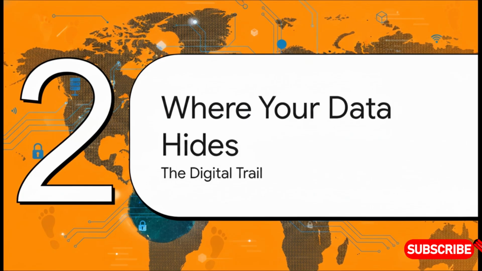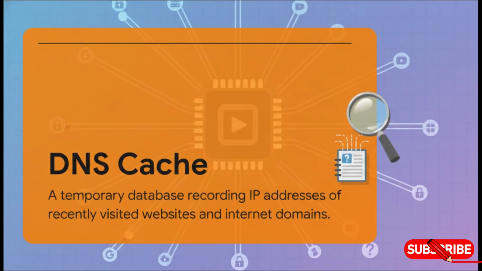Moving right along to Section 2, where your data hides, the digital trail. So here is the absolutely crucial point. Your device has something called a DNS cache. Basically, this domain name system cache acts like a hidden, temporary address book that's maintained by your operating system. Every single time you type in a website, your device translates that name into an IP address and records it, just to speed things up for next time. And here's the real kicker. It does this whether you're in incognito mode or not. Your device is logging the domain of literally every site you visit.